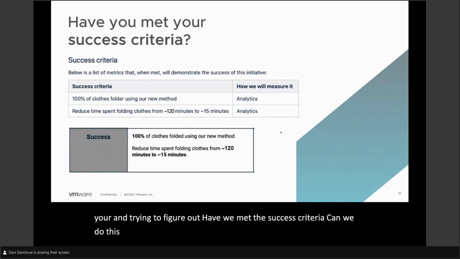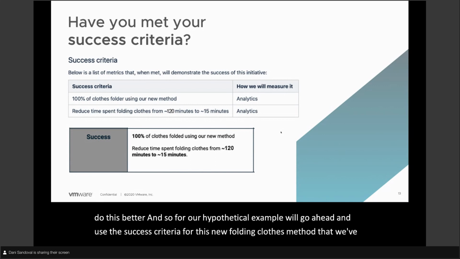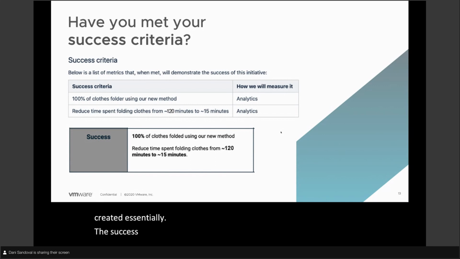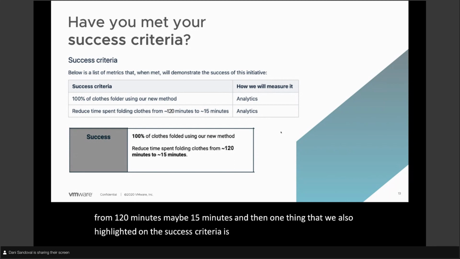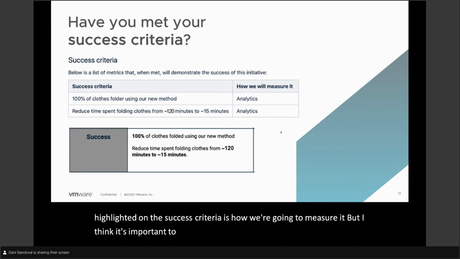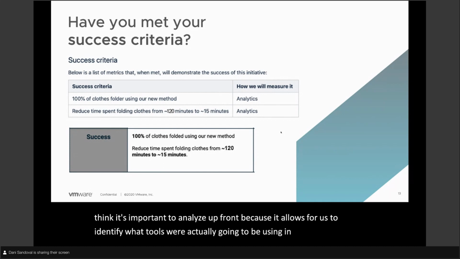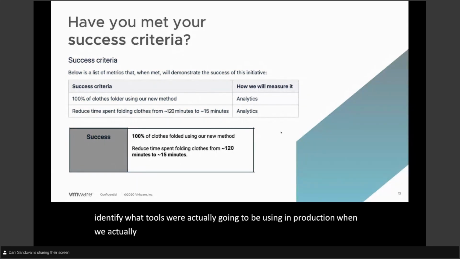And so for our hypothetical example, we'll go ahead and use the success criteria for this new folding clothes method that we've created. Essentially, the success criteria is that 100% of clothes are folded using our new method. The amount of time spent folding clothes by our users goes from 120 minutes maybe to 15 minutes. And then one thing that we also highlighted on the success criteria is how we're going to measure it, which I think is important to analyze up front, because it allows us to identify what tools we're actually going to be using in production when we are measuring the user interactions day to day.